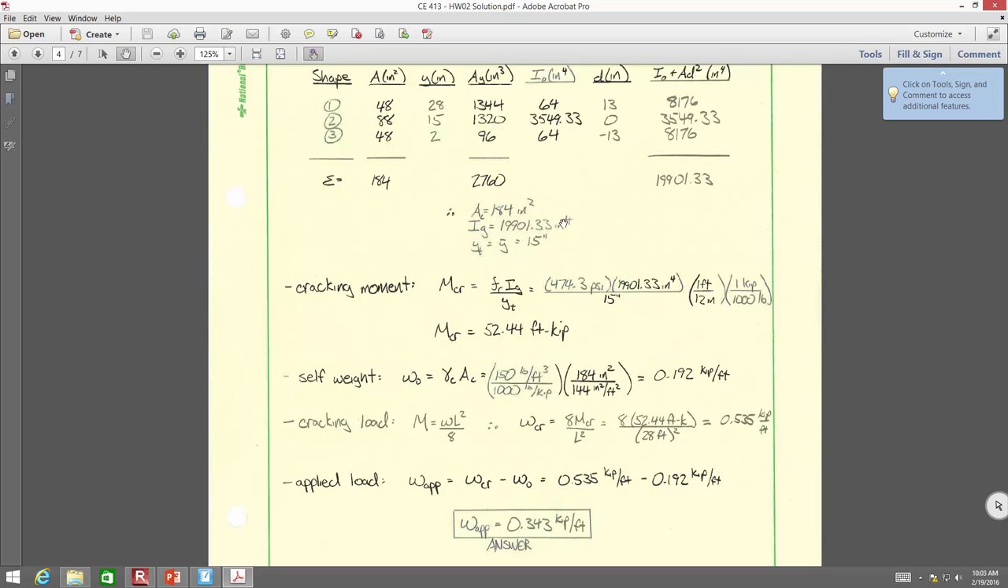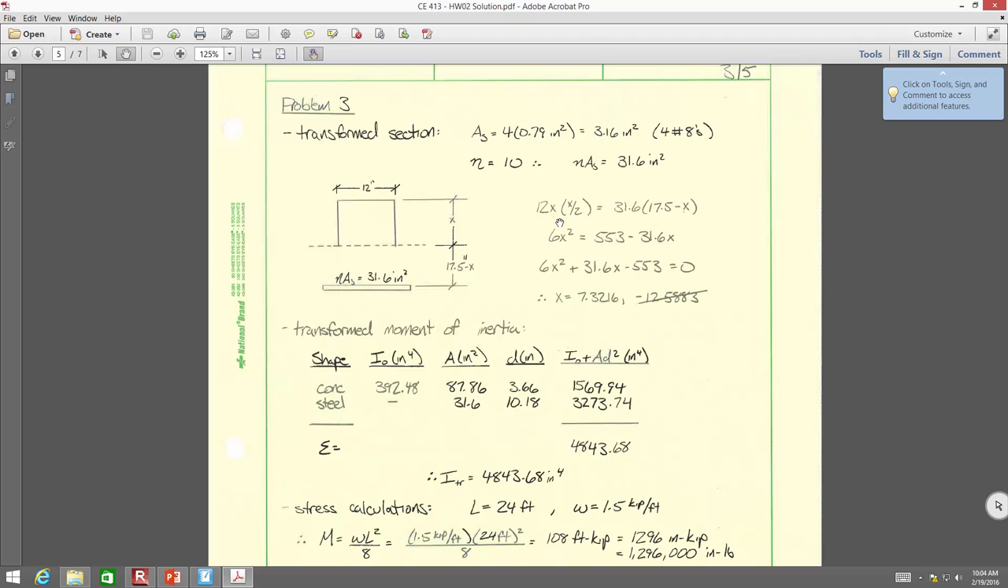However, the beam is already subjected to 0.192 kips per foot, because what load are all beams subjected to? Their own self-weight. So if it's already subjected to 0.192 and it requires 0.535 to cause cracking, how much can I actually physically put on the beam? The difference of those two. So that's where the answer of 0.343 kips per foot comes into play.